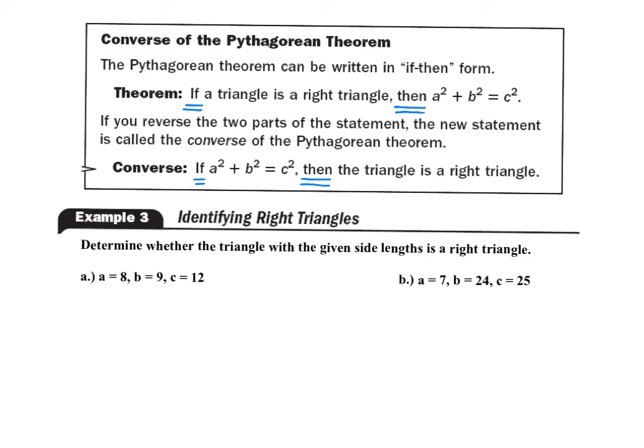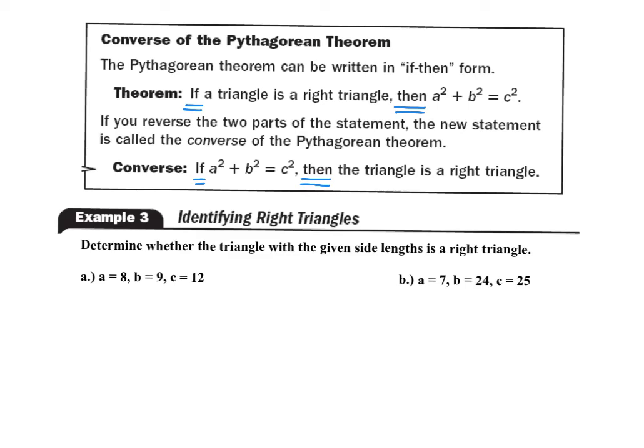Some theorems you're allowed to flip and some you're not, so you always have to be careful. Let me give you a non-math example. If I said, if it is raining outside, then the ground is wet, that would be a true statement. But if I flip that and say, if the ground is wet, then it's raining, that's not necessarily true. So you've got to be careful. We can't always flip if-then statements, but in the example of the Pythagorean theorem, we can.